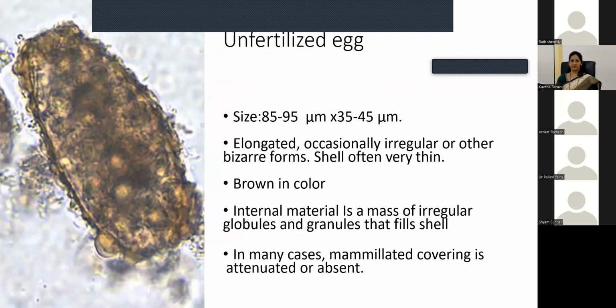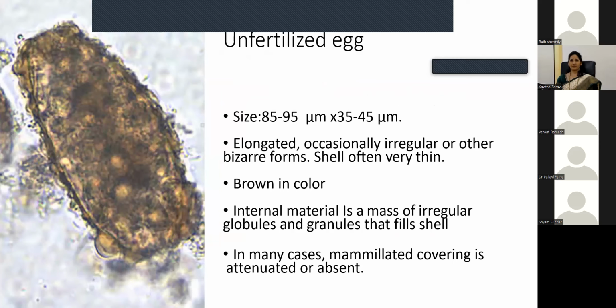Then we have unfertilized eggs, which are quite larger, around 85 to 95 micrometers. They are elongated, occasionally irregular, and sometimes I have seen bizarre forms also. And the shells are often very thin.